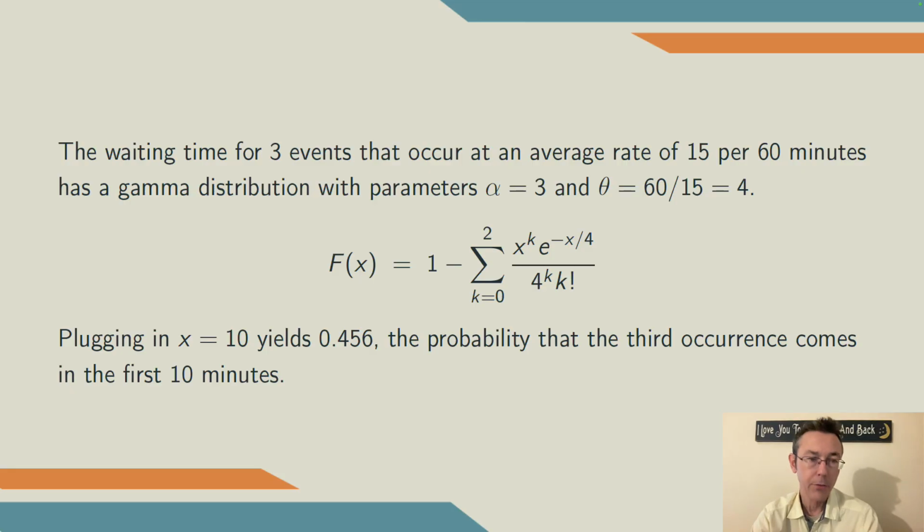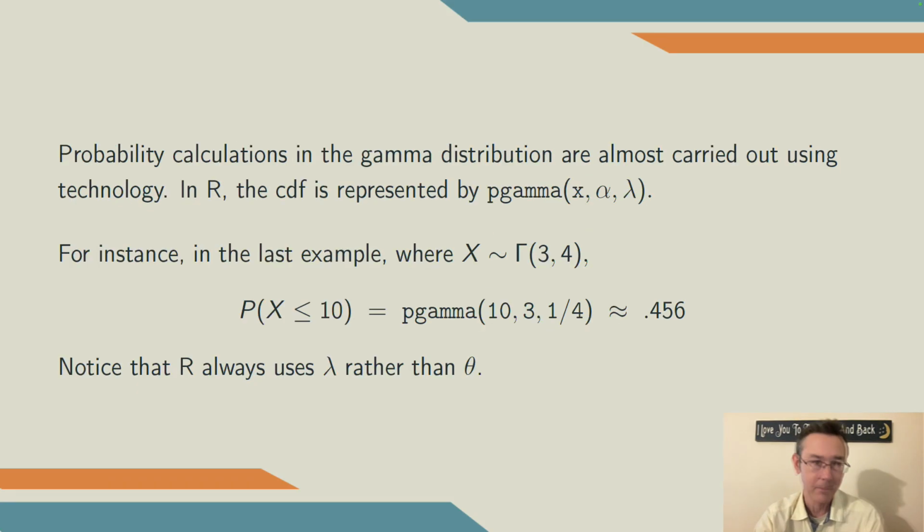The waiting time for 3 events that occur at an average rate of 15 per 60 minutes has a gamma distribution with parameters alpha equals 3, the number of occurrences we're waiting on, and theta equals 60 divided by 15, or 4, the average time between those occurrences. Plugging in, we get the CDF that I've written here. We can evaluate this at x equals 10, and we get 0.456. So the probability that the third occurrence comes in the first 10 minutes is about 45.6%.